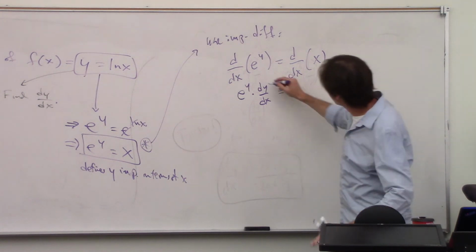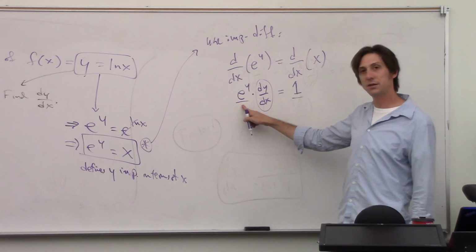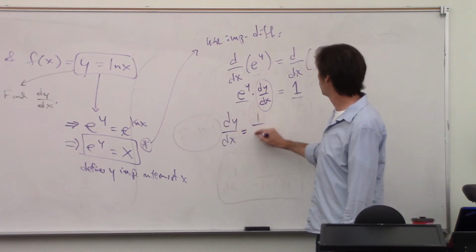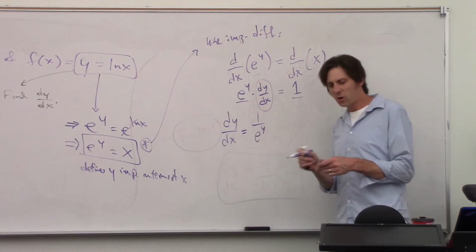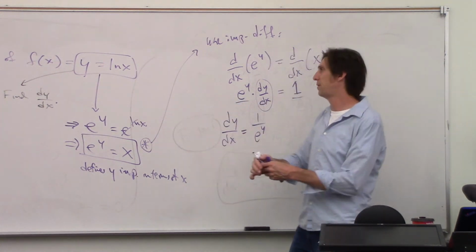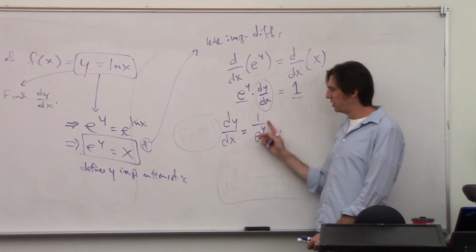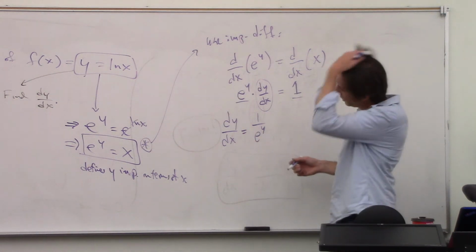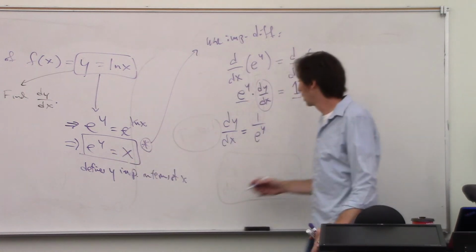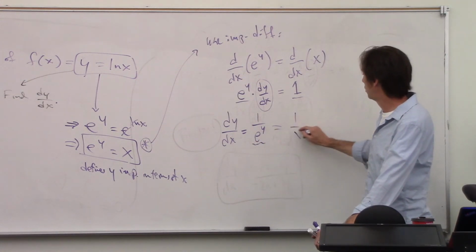What I'm trying to solve for is dy/dx, and in this case there's not a lot of algebra involved. I just need to divide both sides by e to the y. In other words, dy/dx equals 1 over e to the y. Now, since y is an explicit function of x, I definitely want dy/dx to be a function of x as well. But it is, because what does e to the y equal? e to the y equals x. And so if I just replace e to the y with x, I get my formula, 1 over x.